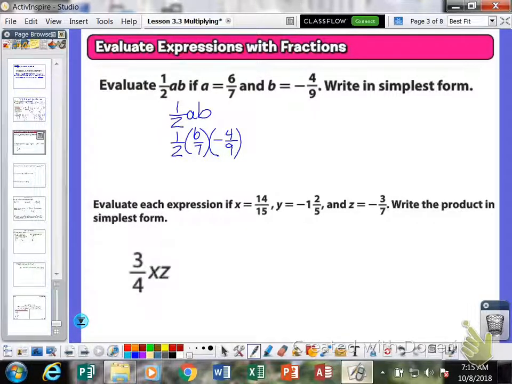So we multiply across the top. 1 times 6 times 4 is 24 over 2 times 7 times 9. 2 times 7 is 14. 14 times 9, 126.